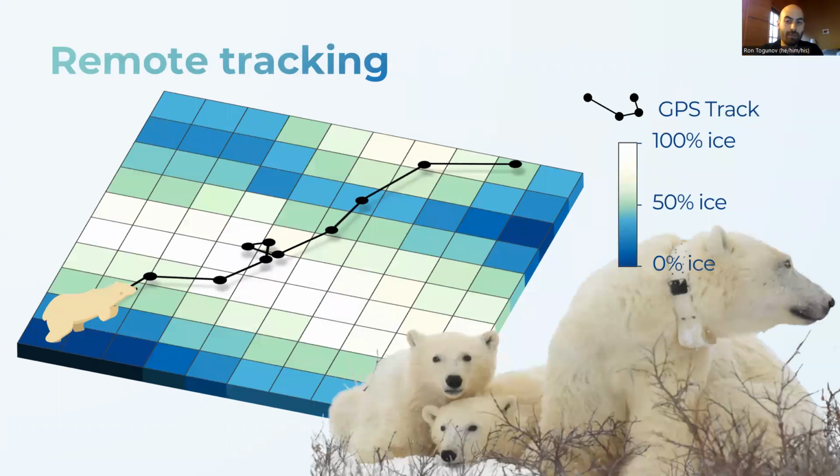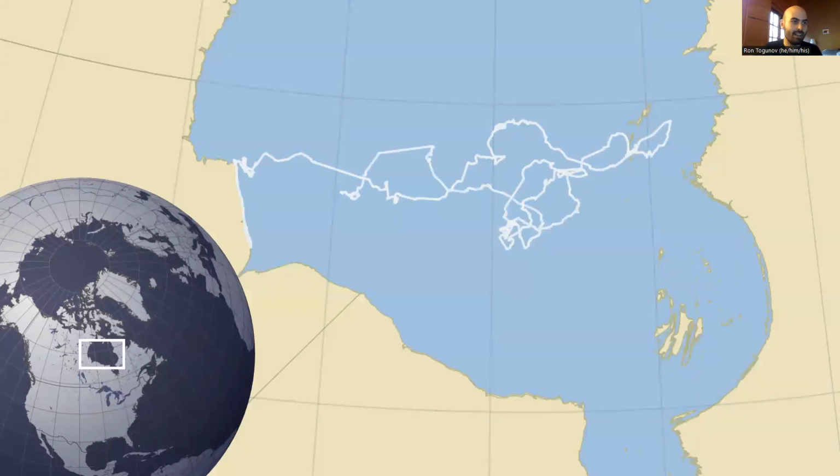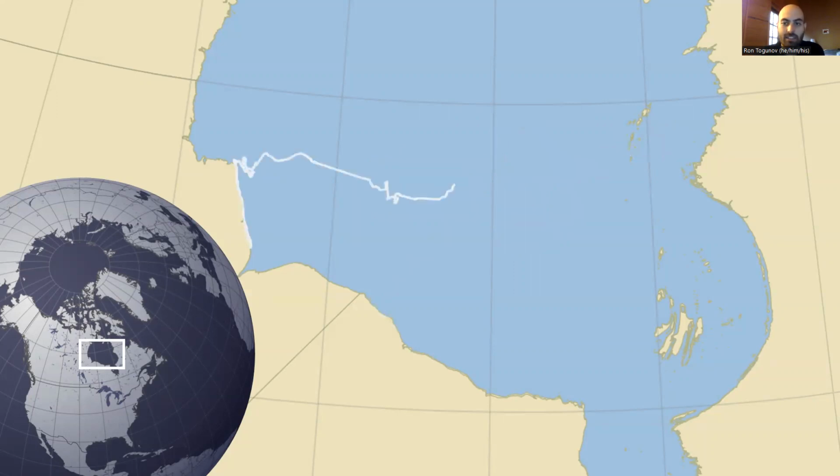To get at behavior, my thesis relied on location data obtained from GPS collars deployed on female bears. This animation depicts the motion of one female bear in 2011, and the challenge is to segment this into different behaviors and identify the conditions associated with the different behaviors. As you may have guessed, I used hidden Markov models to identify behaviors from the tracking data.